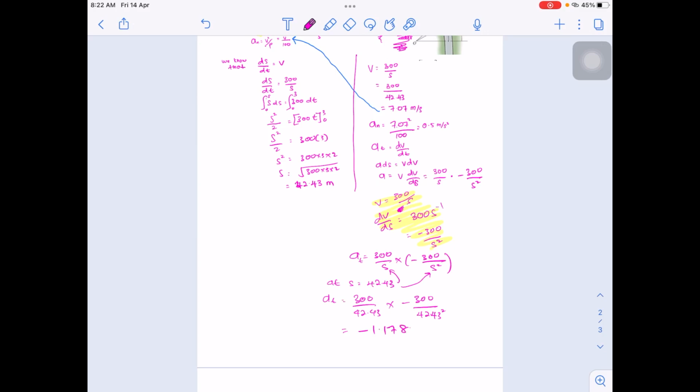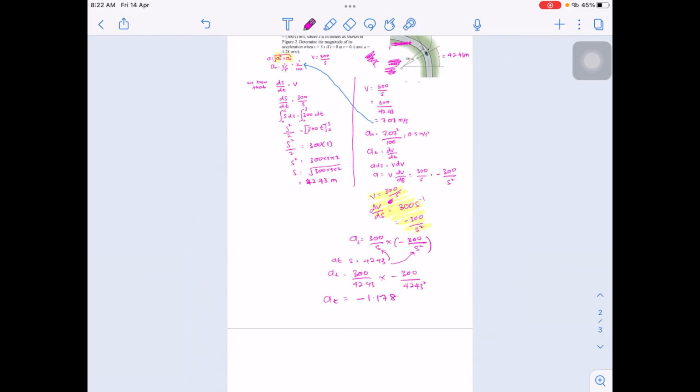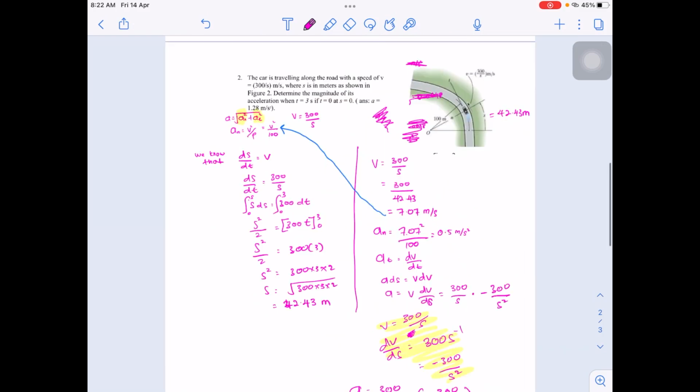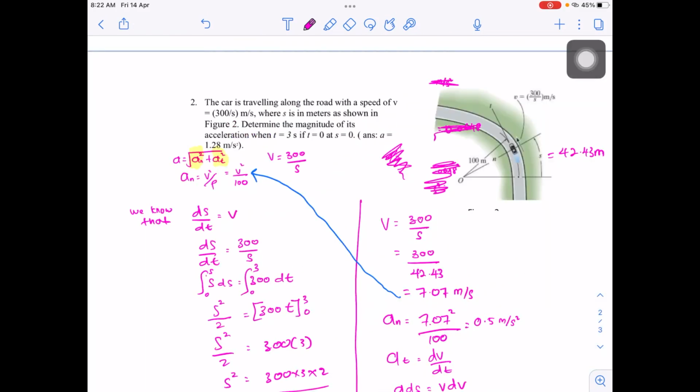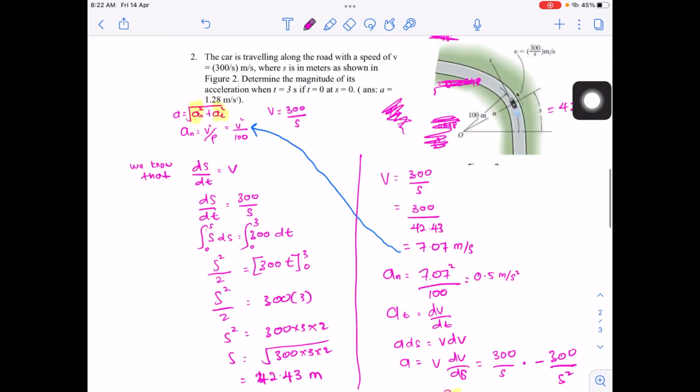Okay, so this one is A tangent, 1.178 negative. Kemudian masukkan dalam equation yang ini. Yang target kita yang ini, yang kuning ni.